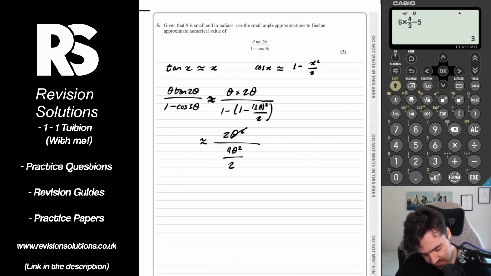The theta squareds are going to cancel. And let's multiply the top and bottom by 2 to simplify the fraction. I'm allowed to do that because that's just multiplying by 1, which doesn't change the value. So then we'd have 4/9 as the final answer.